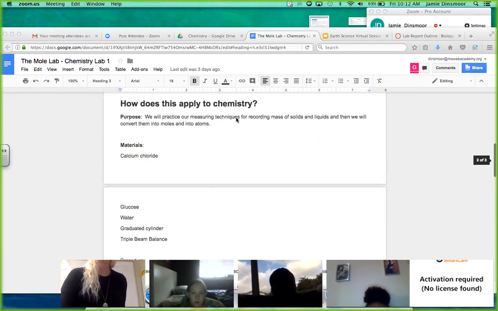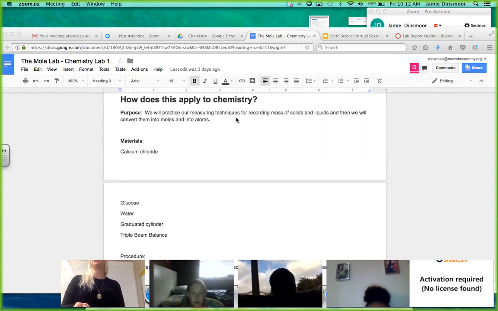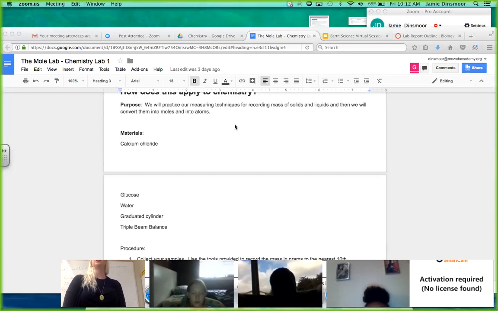So we're going to practice our techniques for recording mass of solids and liquids. We're going to use a triple beam balance. We have a digital scale, and we have some different substances back there. And then we're going to practice converting the mass into moles and the moles into atoms.